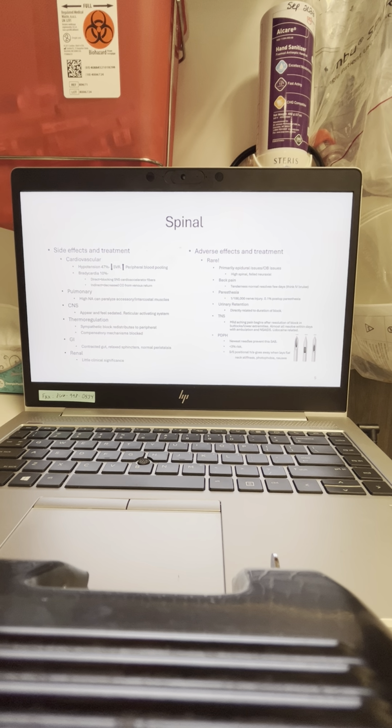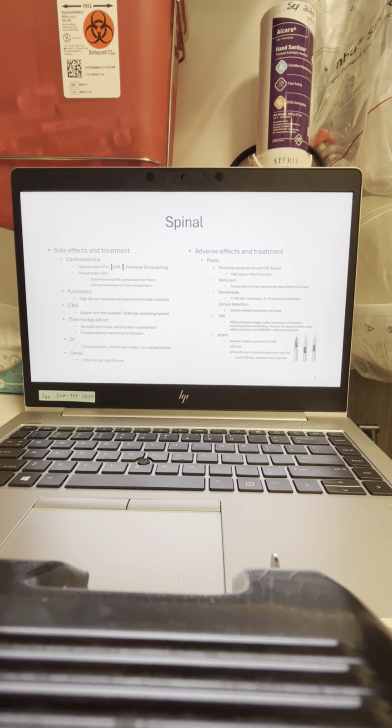Thermoregulation is altered the same as it is under general anesthesia. The process is slightly different. This time it's because of a sympathetic block, once again, that redistributes the blood to the periphery. And so we get cold because our blood goes that way. Our compensatory mechanisms are also blocked. Obviously, we can't shiver or vasoconstrict where we're numb.